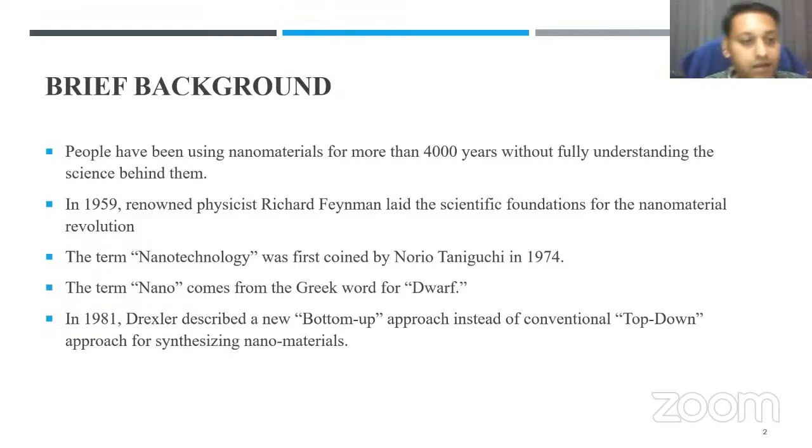In 1959, the renowned physicist Richard Feynman first coined the term, and in fact, he laid the foundations for the nanomaterial revolution. Then nanotechnology as a term was coined by Norio Taniguchi in 1974. The term nano comes from the Greek word for dwarf, which means reduced dimension. When we reduce the dimensions, it is called nano size. Now what is nano? We'll come to that in the next slide.